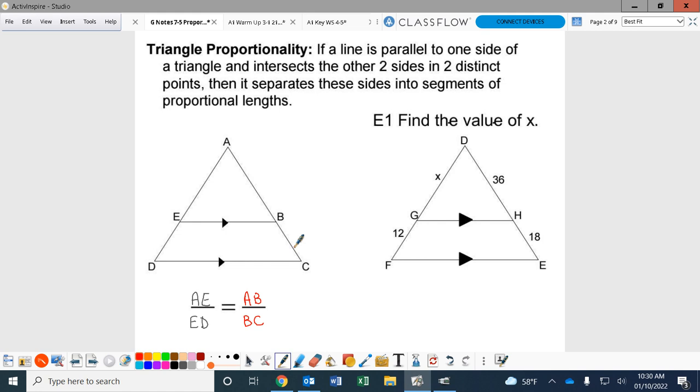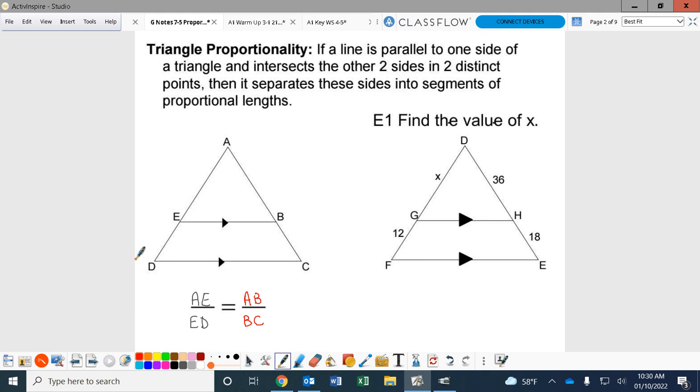Guys, listen to me. It doesn't matter whether you go top to bottom or bottom to top. It doesn't make any difference. The only problem is, whatever you do on one side, you've got to do the same thing on the other side. They just need to match each other.